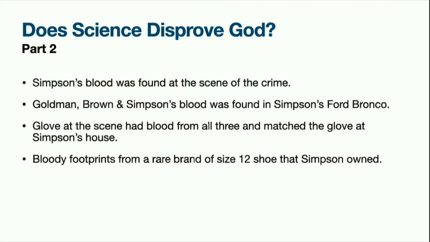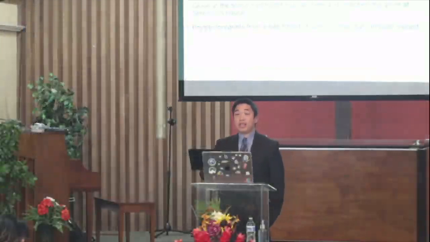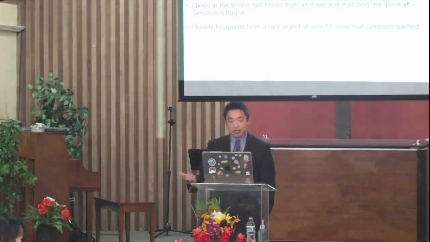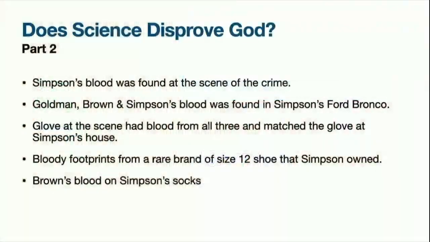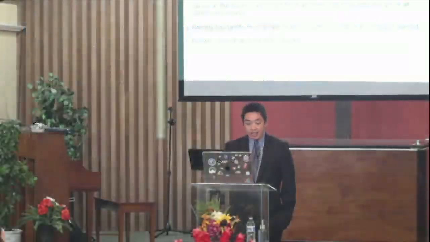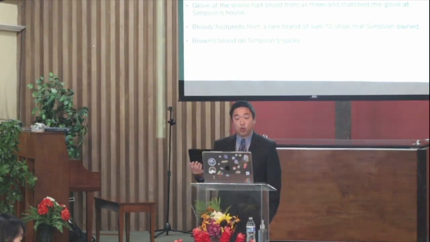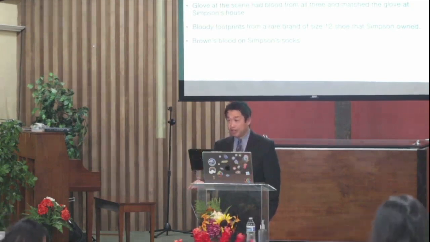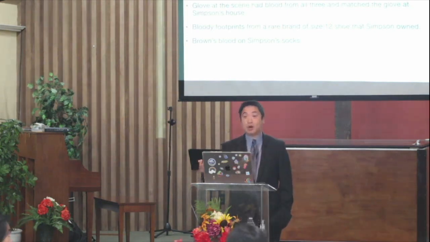And then number 4, bloody footprints were found from a rare brand of size 12 shoe that Simpson owned. Now, there's only 199 of these pairs sold in the United States, and Simpson owned one of them. And then, of course, Nicole Brown Simpson's blood was found on Simpson's socks. When they analyzed the blood genetically, they found that there was a 1 in 21 billion chance that it was not her blood. So very uniquely, what it means is that probably she is the only human being in the entire world to have this blood, right?